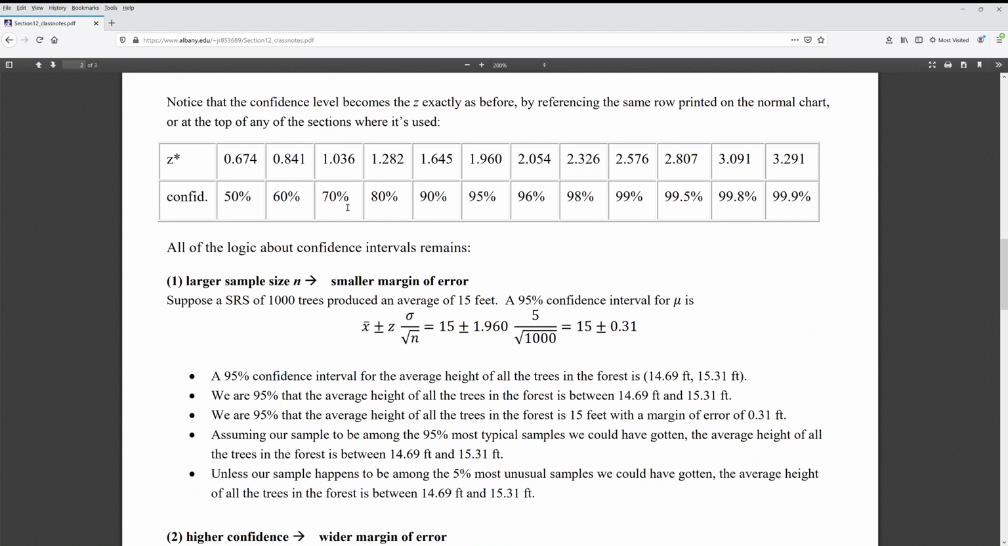Notice the confidence intervals use exactly the same chart as before. It's on the normal chart. It's at the top of Section 10. It's at the top of Section 12. Anywhere you're going to need it. 1.960 for 95% confidence. On the other hand, if you want 99% confidence, then we'll use the 2.576. Notice, by the way, that if you want more area in the middle, you're going to have a bigger z to either side. And since you're multiplying by it exactly as with proportions in Section 10, it'll give you a wider margin of error.